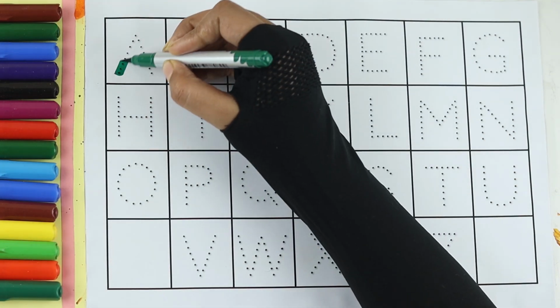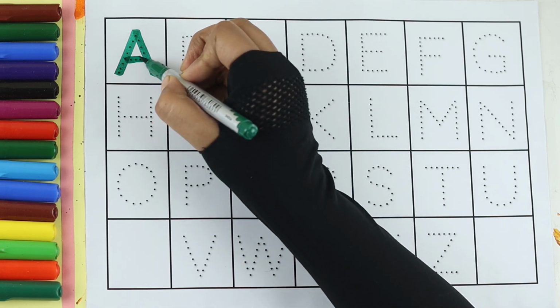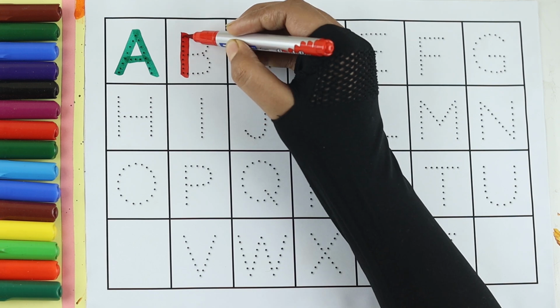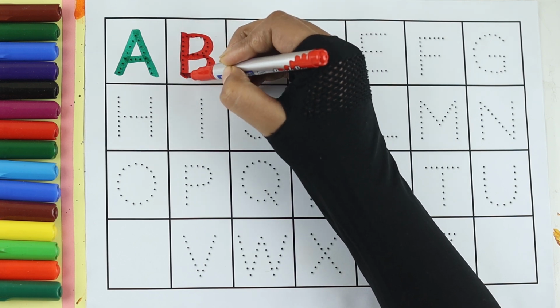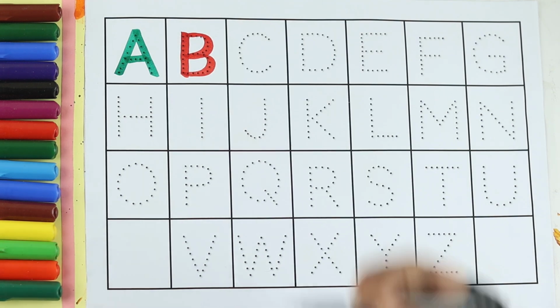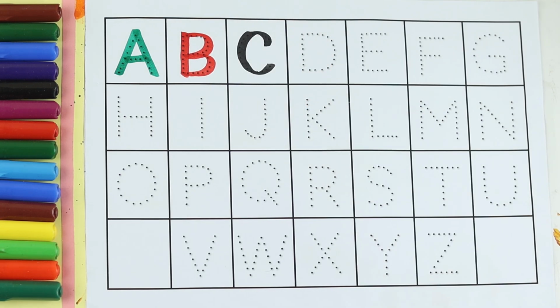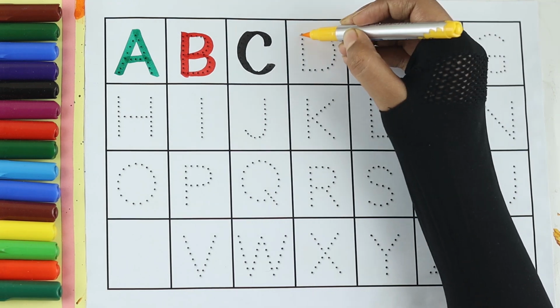Green color. A for apple. Red color. B for ball. Black color. C for cat. Yellow color.